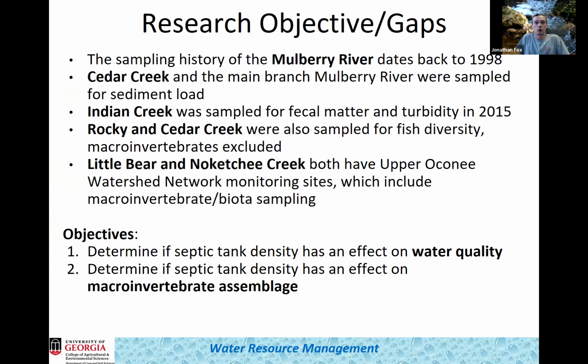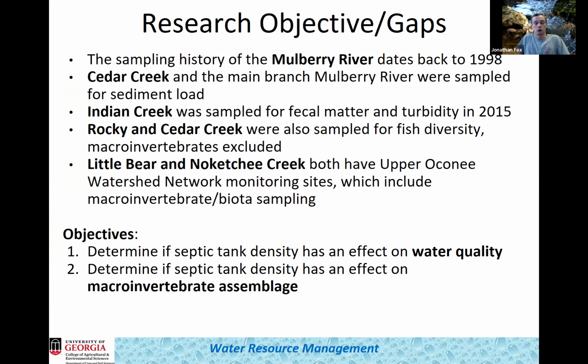So the sampling history of the Mulberry River is pretty unique. It dates back to 1998. And Cedar, Indian, Rocky, those are all creeks that are in my watershed, and they've been sampled for a various amount of things. However, none of them have ever been sampled for macroinvertebrates.